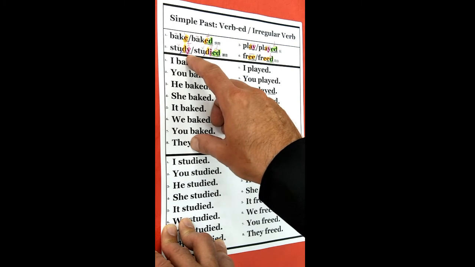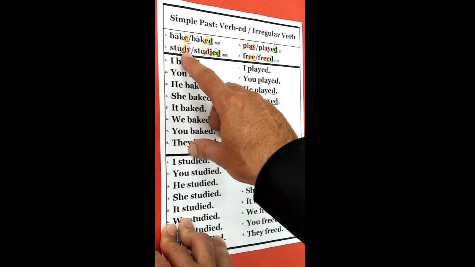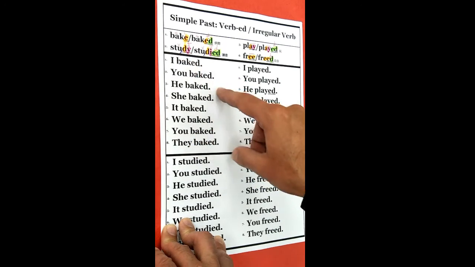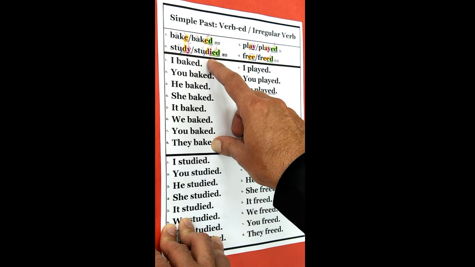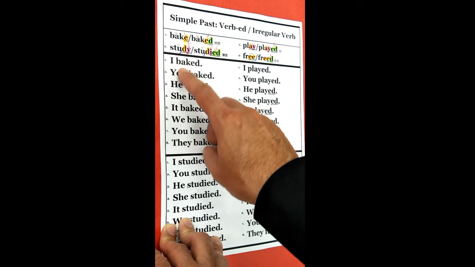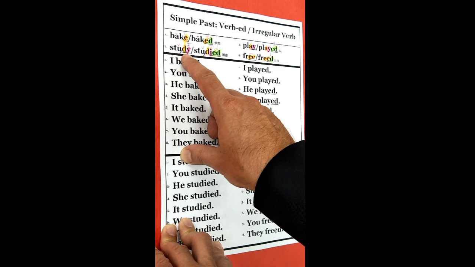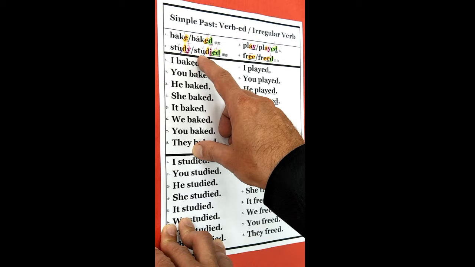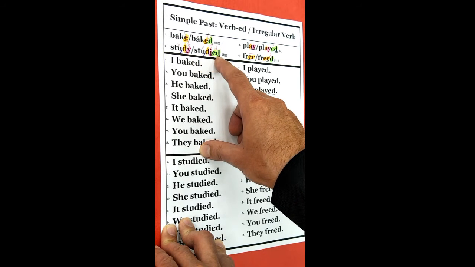So Y is at the end. In front of the Y is a consonant D. We get rid of the Y, Y out, add I and ED. This I sounds like the Y. So, for example, study, studied.